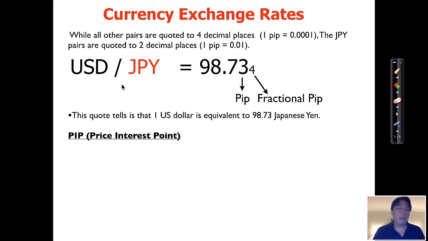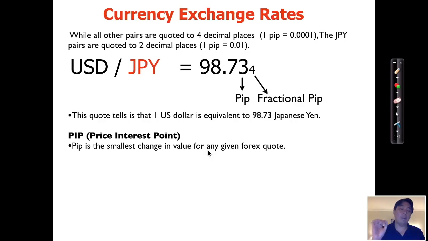So again, what's a pip? A pip is known as a price interest point. It's the smallest change in value for any given forex quote that we're interested in. Of course, the smallest one is the fractional pip, but we don't care about that. So it's the smallest one we care about.